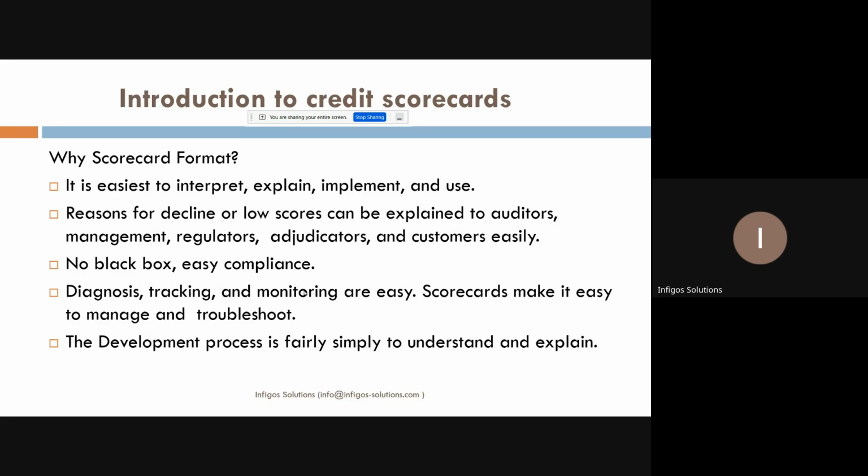Other thing that is important is, can you diagnose if something goes wrong with the scorecard? It's possible. Can you track what went wrong and why it went wrong? Whether the population changed, whether income level changed, or what changed. So scorecard makes it very easy to track. Development process is standard. It has been developed since the last 30 years probably, and so it's very easy to understand.